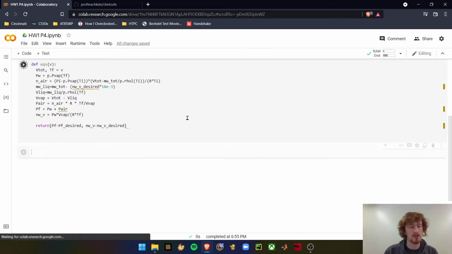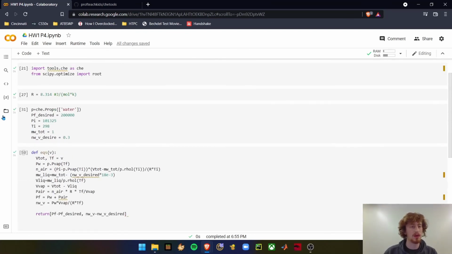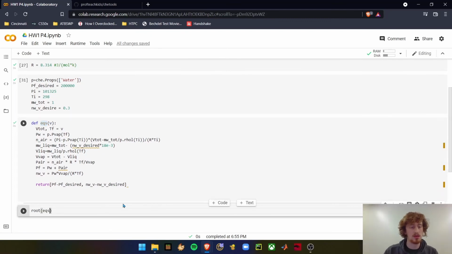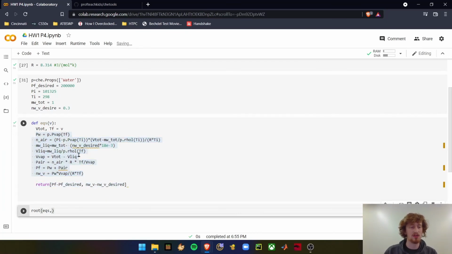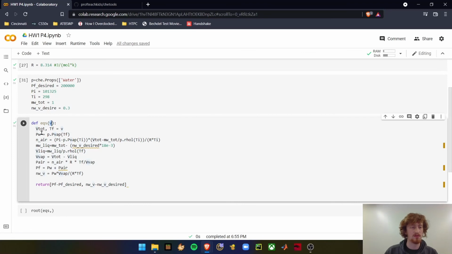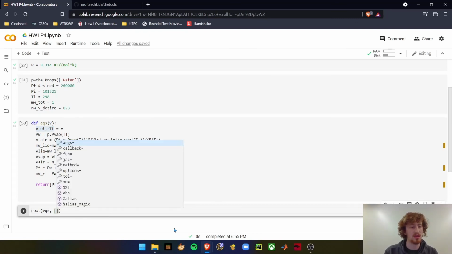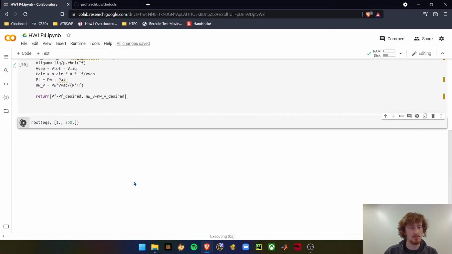Okay, and then from there, all we have to do is use the root function that we imported earlier. The arguments that we're going to be giving it is the function that we're going to be using, which is going to be our EQS here, which contains all of our equations. Now we have to provide it an initial guess for the input, and for us that's going to be the total volume and the final temperature. So we need to first guess what the total volume is, and for now we'll just say 1 cubic meter and 350 Kelvin. Go ahead and run that.